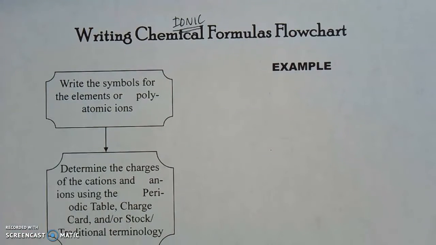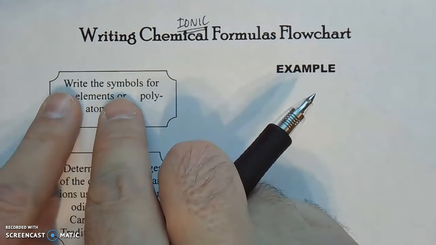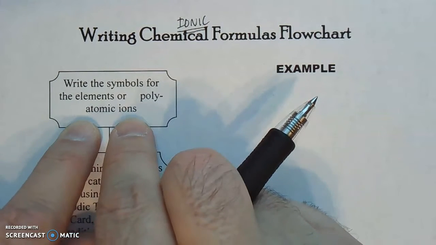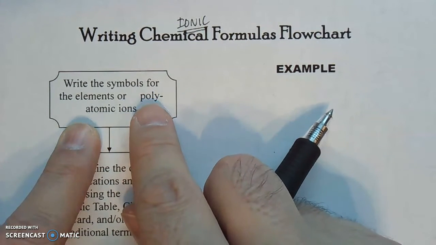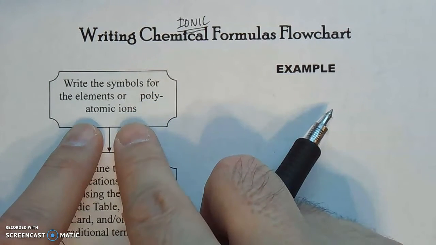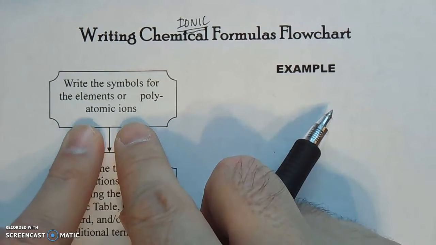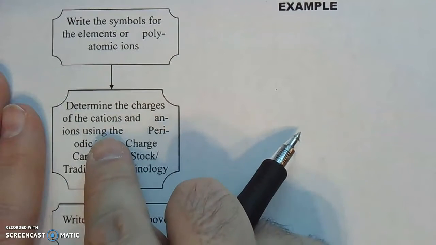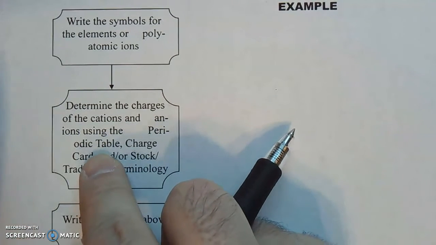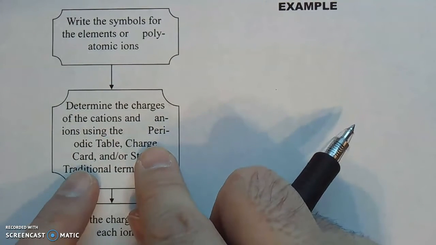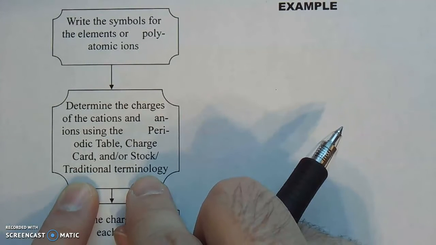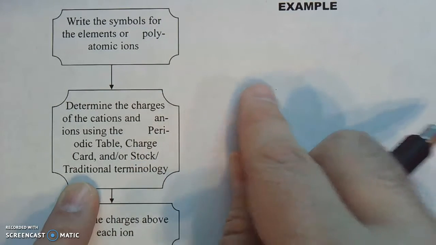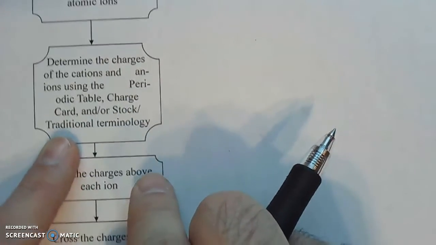So the instructions are over here. We're first going to write down the symbols for the elements or polyatomic ions, whichever one is given. We just have to be able to recognize polyatomic ions. Usually a lot of them end with ate or ite. Determine the charges of the cations and anions using a periodic table. So we have the charges, we have our charge card, and we have stock and traditional terminology. So if you're given a Roman numeral or an ic or an ous, we should be able to reverse and figure out what charge it is.